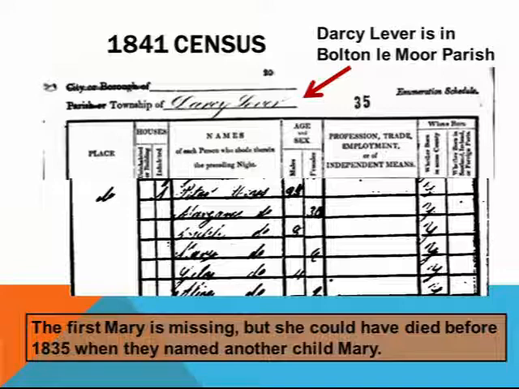The names and ages of each family member are consistent with the online tree, except that the first Mary is missing. This is, however, consistent with our theory that the first Mary died before the second Mary was born in 1835.